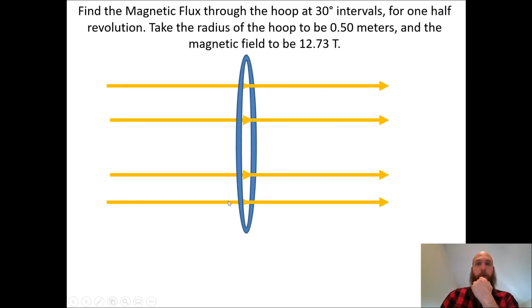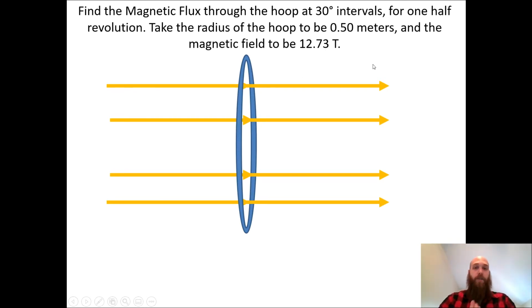Okay, so what we want to do is find the magnetic flux through this circular hoop at 30-degree intervals. So we're going to take that hoop and rotate it 30 degrees each time. And we're going to do that until we've gone a full 180 degrees. So this loop is basically facing the other way. So let's use the radius of the hoop as 0.5 meters, and let's say that the magnetic field, which is going to the right of the screen, is 12.73 Tesla.